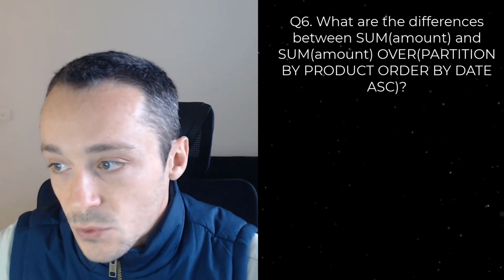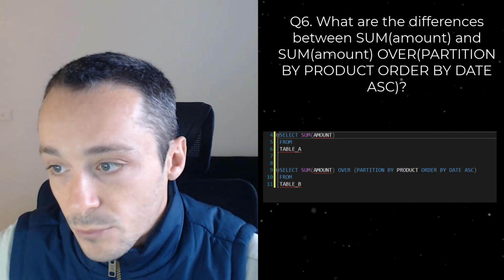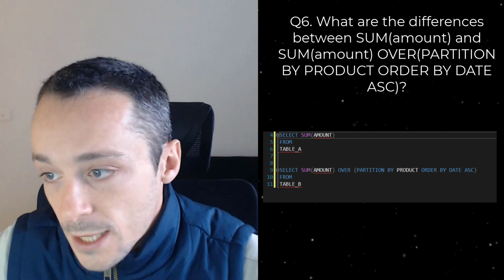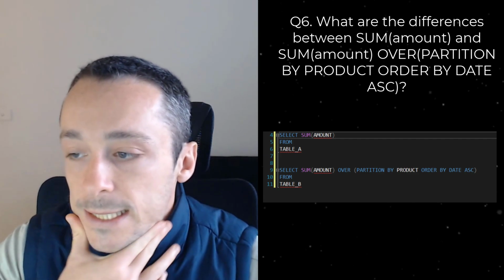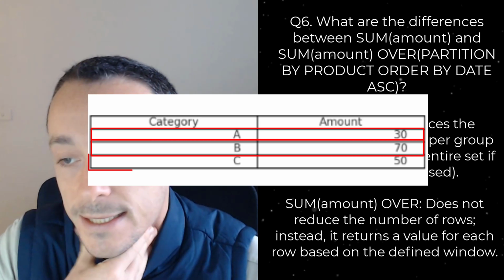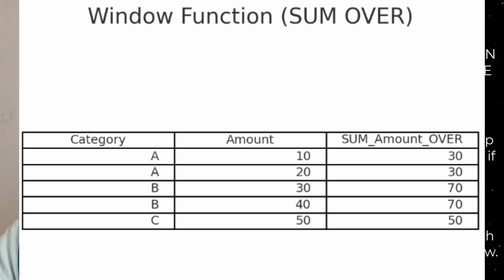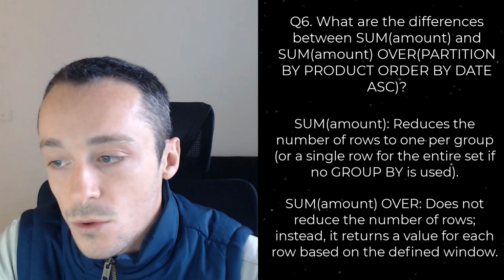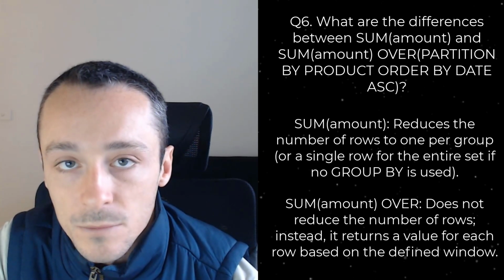What are the differences between sum amount and sum amount over partition by product, order by date, ascending? The difference is that sum amount reduces the number of rows to 1 per group, whereas sum amount over, that OVER command with the partition, returns a value for each row based on the defined window. It's very important that you understand the difference. I should have a diagram up of what that looks like so you can visualize that.